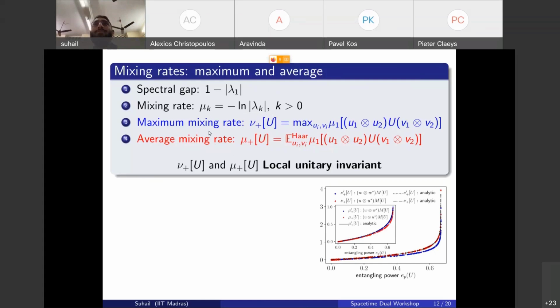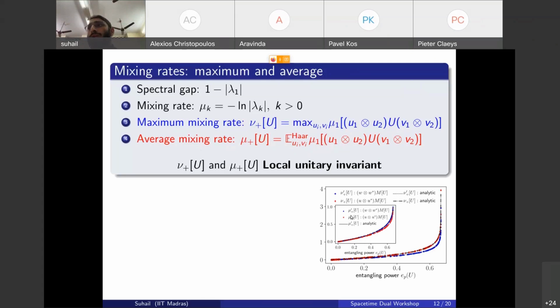And we define these rates because, as I was saying, the spectrum changes under multiplication by local unitaries. So we have to take either the maximum over some set, or some average with respect to some measure. So we define these quantities, which should be local unitary invariant. We define mu plus of u by taking the maximum over mu1, and mu plus of u by taking the average over mu1 of u prime, essentially taking the average over the single qubit unitaries.